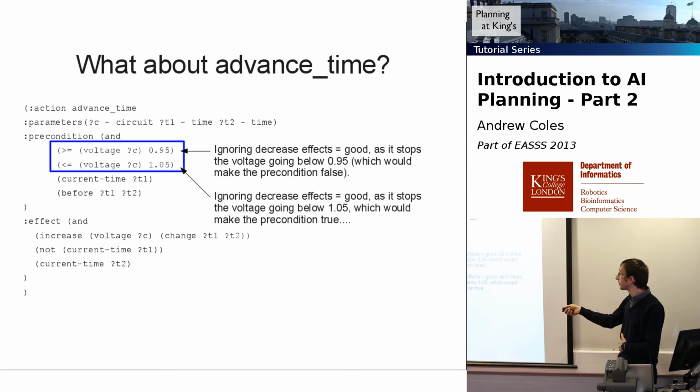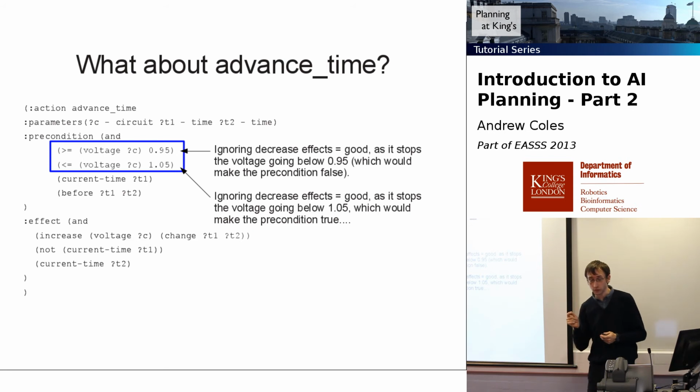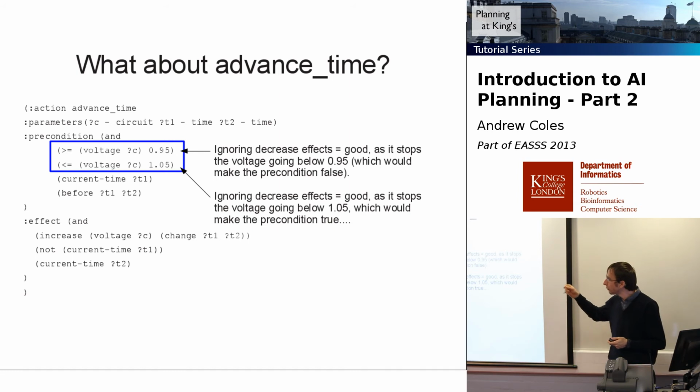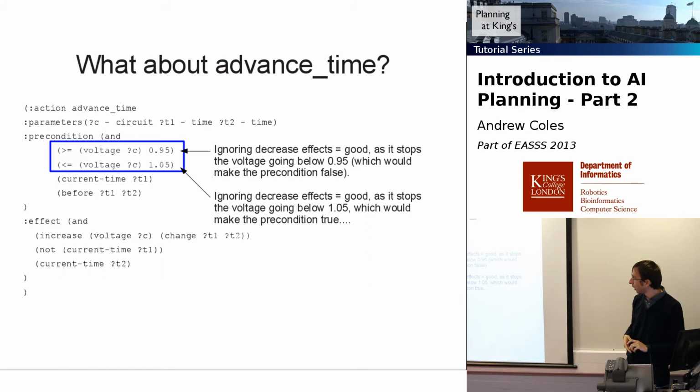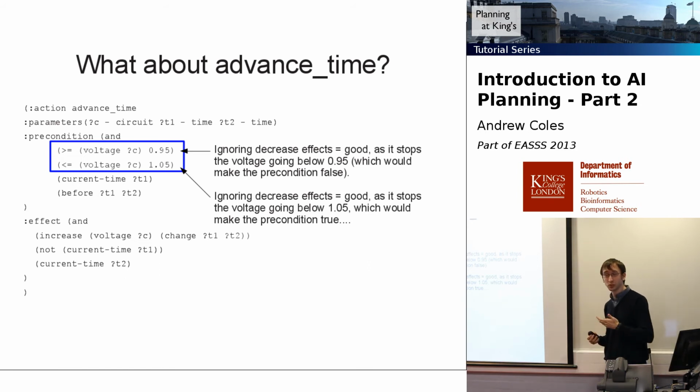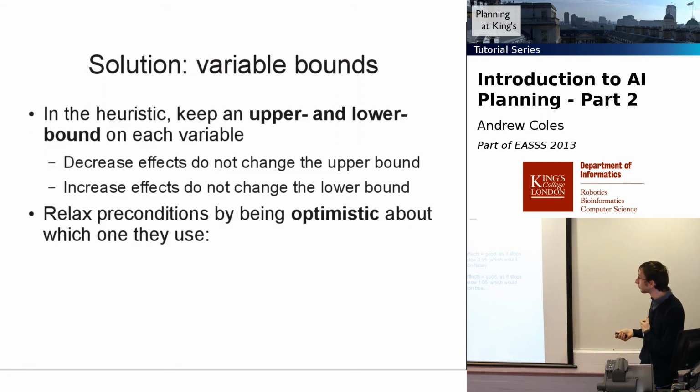However, on the other side of the coin, ignoring decrease effects is bad for the second precondition here, because if we suppose the voltage was 1.1, then we want those decrease effects, because we want to go 1.1, 1.09, 1.08, etc., until we get to something which is back to being less than 1.05 again. So it's slightly annoying. We can't just say arbitrarily that decrease effects are the things we want to ignore, and also because, as I said, if you have a negative constant but you decrease by a negative amount, you've increased anyway, so it's not even obvious there.